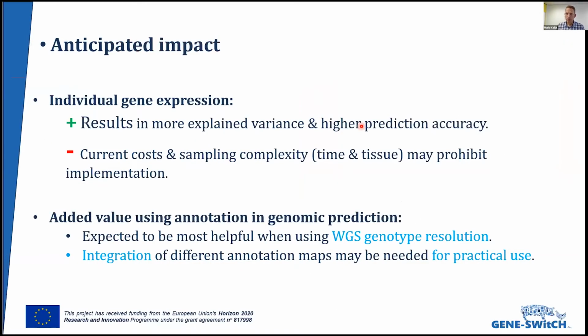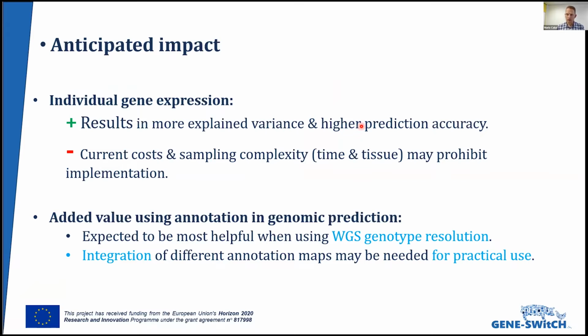So to wrap up, what is the anticipated impact of Work Package 4? If we look at the results so far, the individual gene expression data seems very promising in the sense that more variance is explained with those compared to using SNP genotypes. And we also get a higher prediction accuracy with them if we include those in the model.